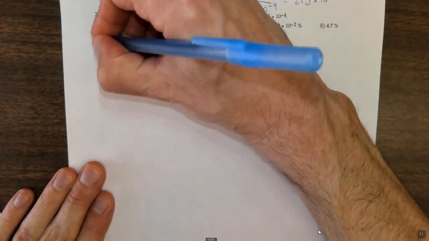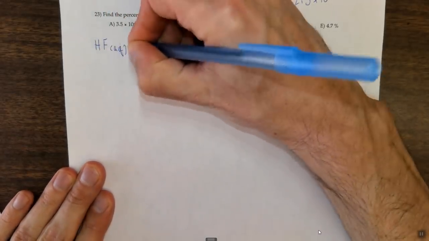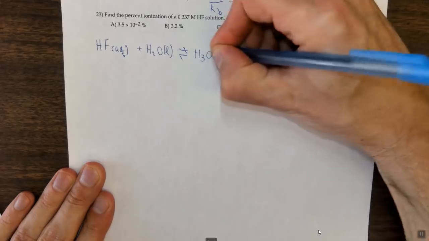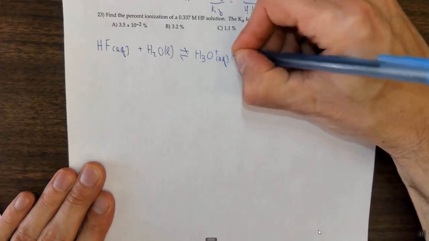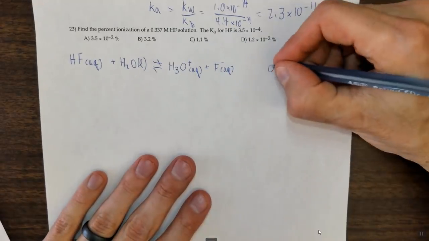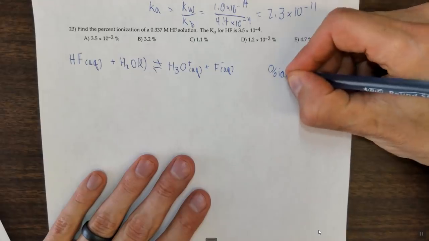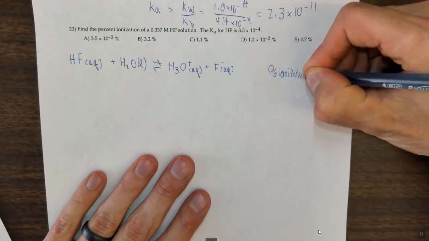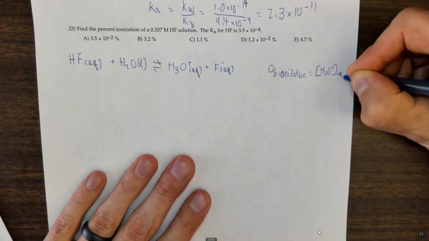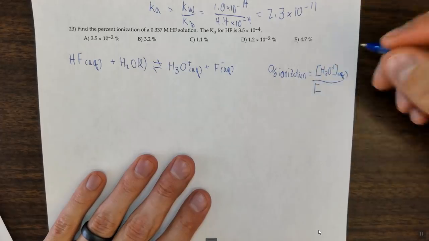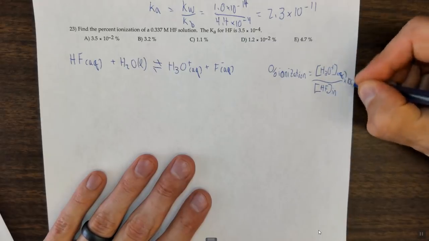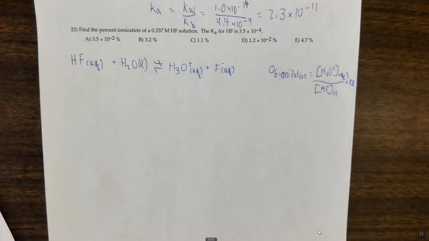But basically, what we have is weak acid, HF, aqueous, reacting with water, liquid, to form H3O plus, aqueous, plus F minus, aqueous. And we also need to remember that the percent ionization is equal to the concentration of H3O plus at equilibrium divided by the concentration of HF initial times 100, because it's a percentage, so we have to multiply it by 100.